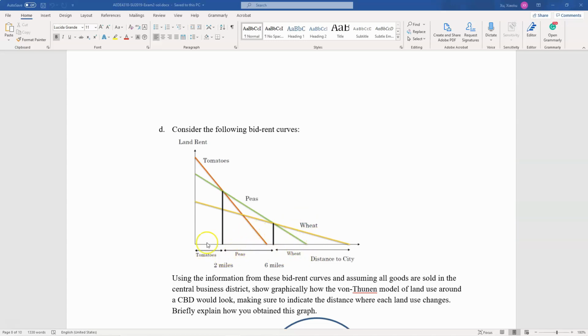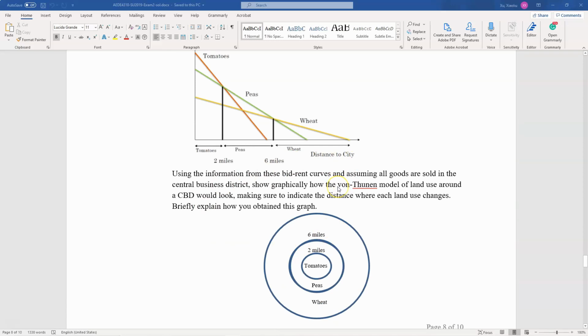So according to this information, we can plot the Wang-Senen model. Suppose there is a dot representing the CBD, and within 2 miles of this dot, within this circle, we only grow tomatoes. And when the distance is greater than 2 miles but less than 6 miles, within this range, we only grow peas. And when the distance is greater than 6 miles, we only grow wheat. So that is the Wang-Senen model.